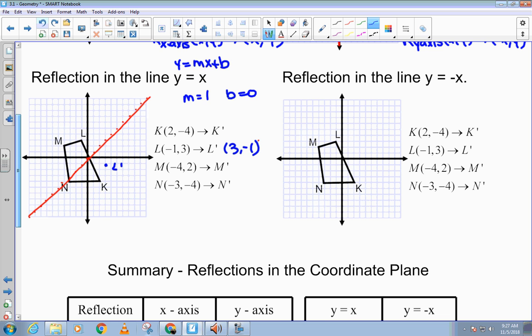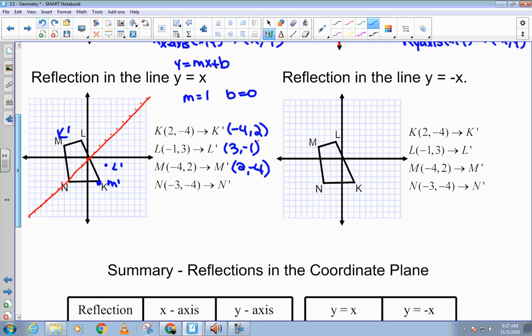Okay, if I look at M, again, I got to go diagonal across the square. 1, 2, 3 diagonal, 1, 2, 3 diagonal. That puts me where K is. And that is at 2, 1, 2, 3, 4. Now let's look at N. Diagonal 1, 2, 3, diagonal 1, 2, 3. So that's going to be my K prime, which is at negative 4, 2.